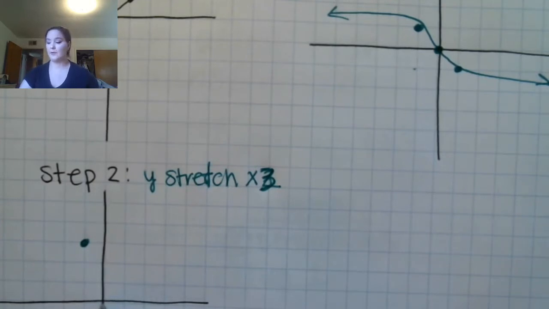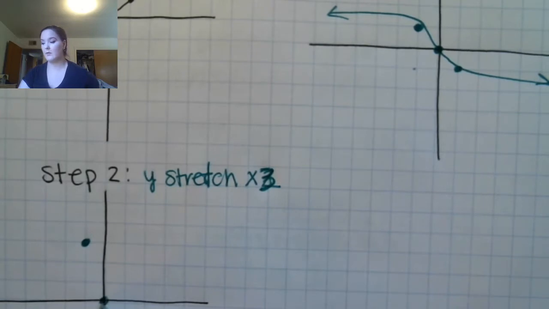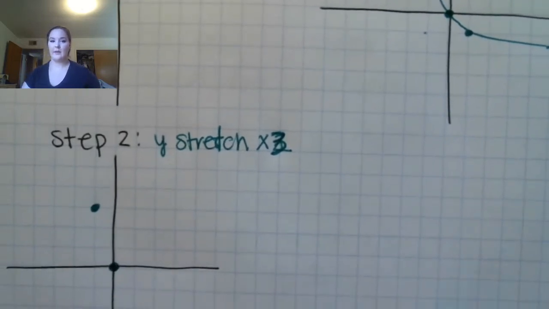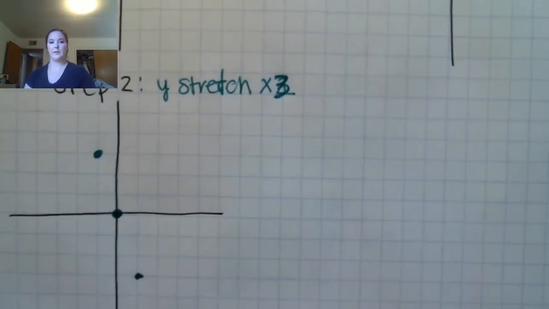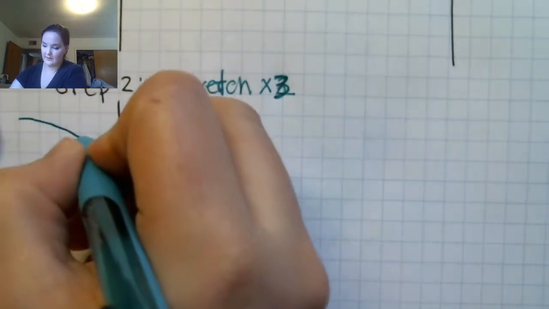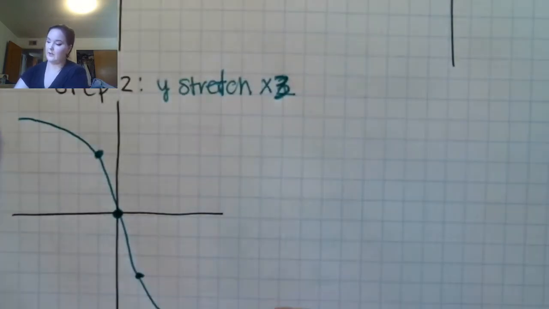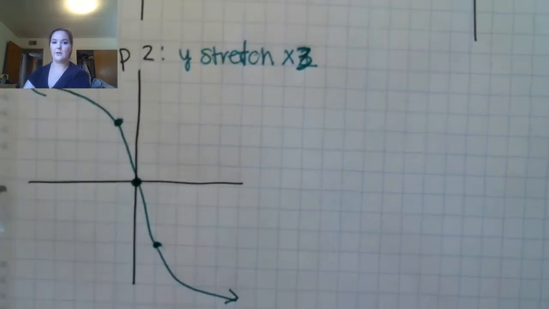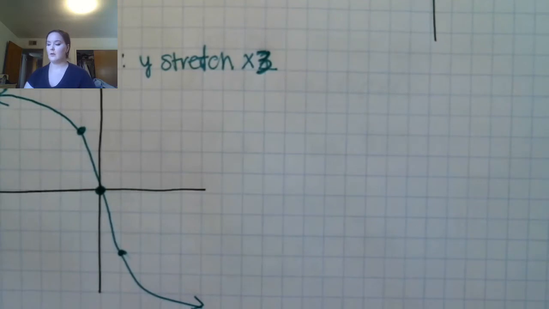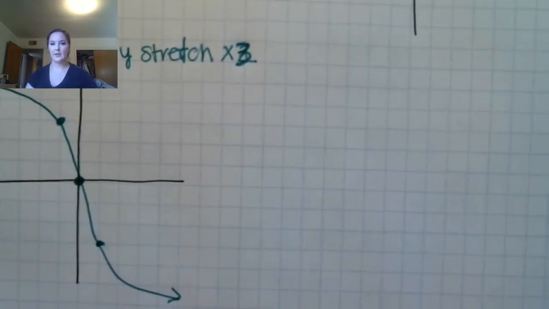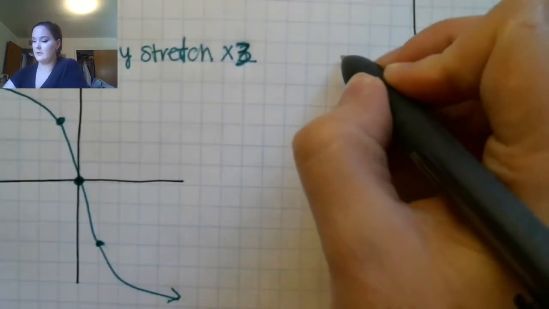and my y coordinate is going to get multiplied by 3. So 0 times 3 is 0. Then for my last key point, x coordinate stays the same, y gets multiplied by 3. So -1 times 3 is -3. 1, 2, 3. So my graph is going to look like this. You can see this one is really stretched out compared to that one.